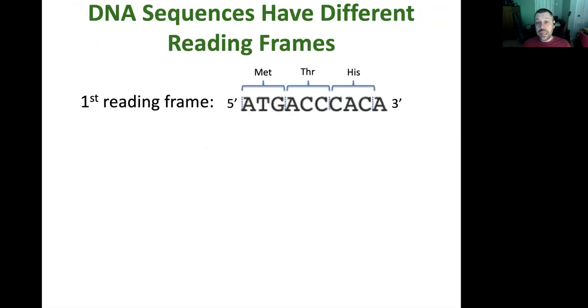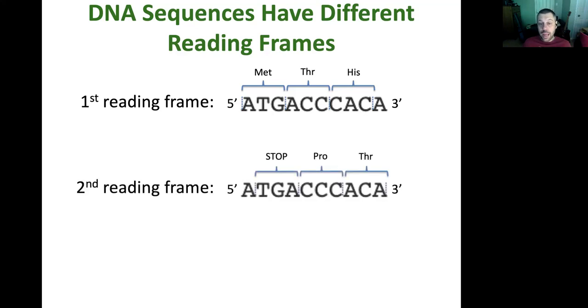The first reading frame for this piece of genetic information starts at the very start, right? So those first 3 bases, A, T, G, code for methionine. The next 3 bases, A, C, C, code for threonine. And the next 3 bases after that, C, A, C, code for histidine. This is called the first reading frame because it begins at the first base. For this piece of DNA, the second reading frame would begin at the second base. And that would be a first codon of TGA, because we're now starting at base number 2.